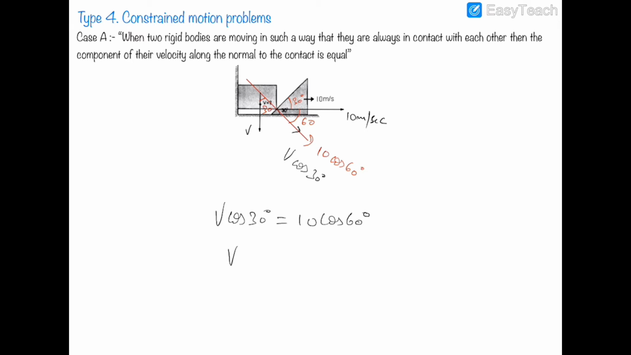Okay, so v into cos 30 is root 3 by 2 and 10 into cos 60 is 1 by 2. So v will be equal to 10 upon root 3 meters per second. This is the required velocity of the rectangular block in downward direction. Okay, now we move on to the next problem.